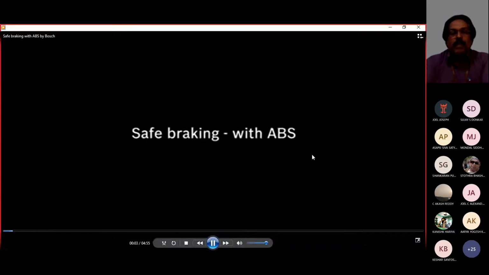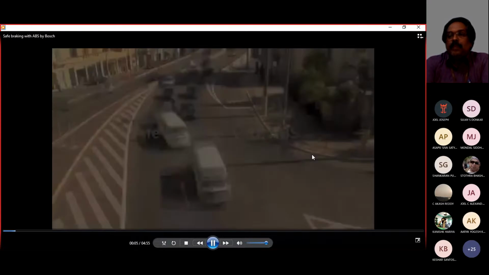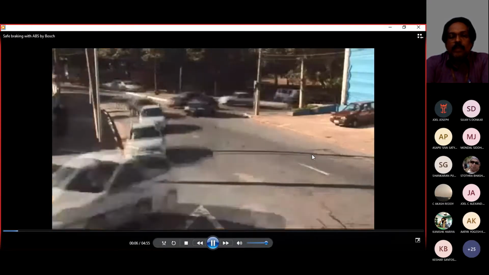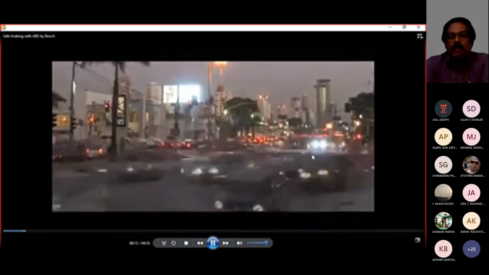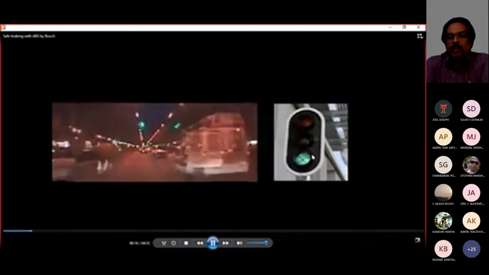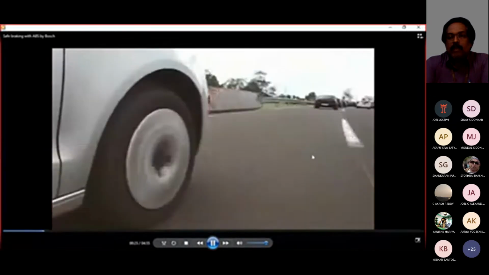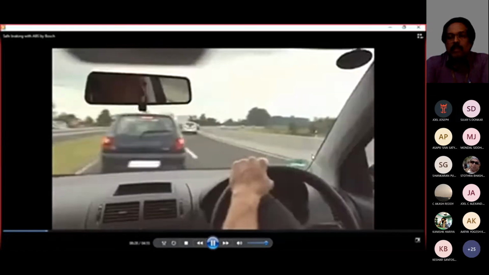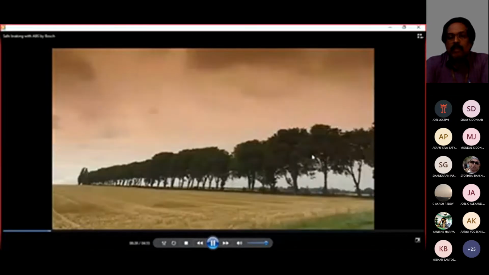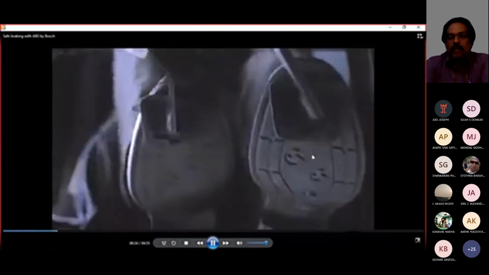Safe braking with ABS from Bosch. The need to be mobile is rising. Traffic is growing ever heavier. Critical traffic scenarios are increasing. With unclear traffic situations, suddenly occurring traffic jams, or obstacles, sometimes only full braking can save the situation.